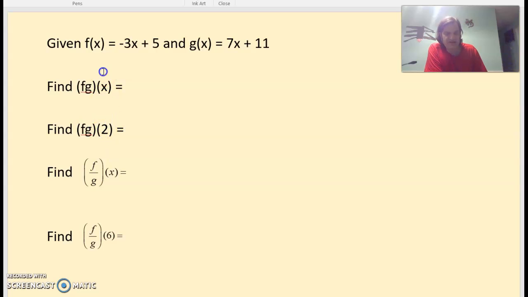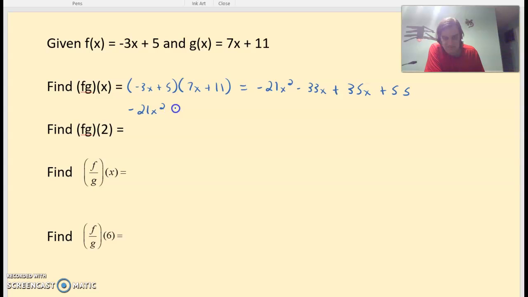Multiplication, division. So f times g, that's negative 3x plus 5 times 7x plus 11. That's going to be a FOIL. So let's see here: negative 21x squared minus 33x plus 35x plus 55. I'll combine that, and it'll be negative 21x squared plus 2x plus 55. So I'm combining like terms.